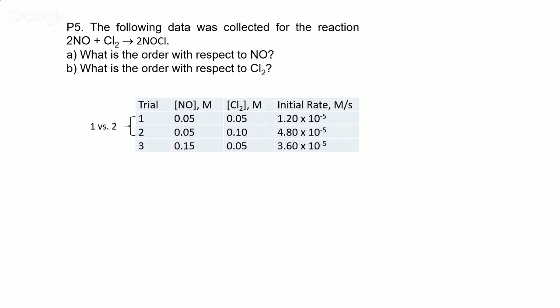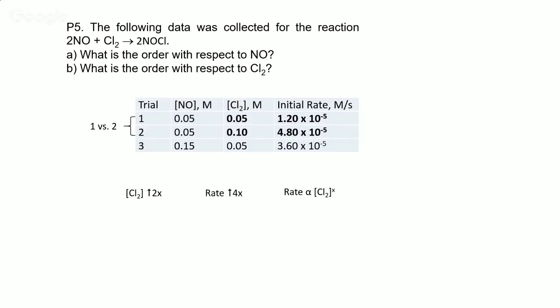the concentration of your nitrogen monoxide is being held constant, but we're changing the concentration of chlorine. Looks like we're doubling the concentration. The effect on the rate, you divide one by the other, it looks like you're quadrupling the rate when you double the concentration.